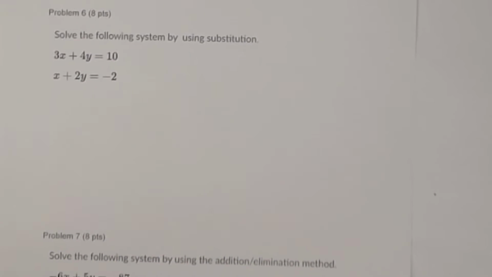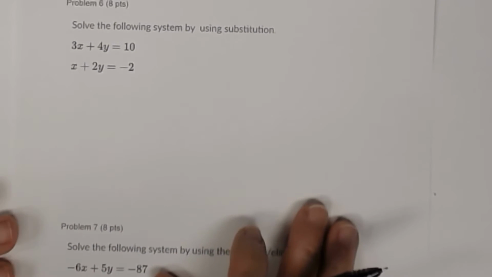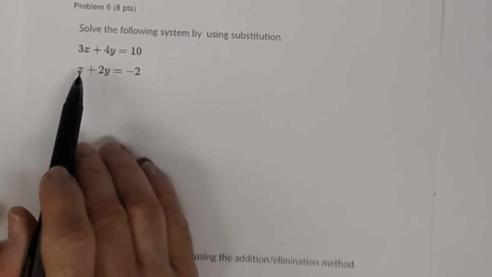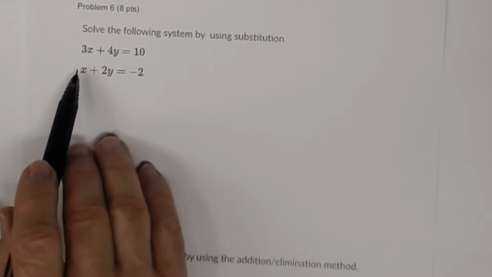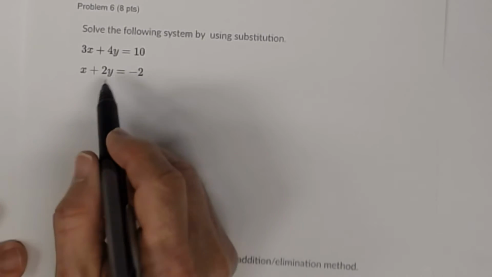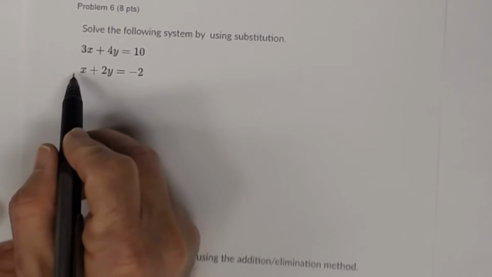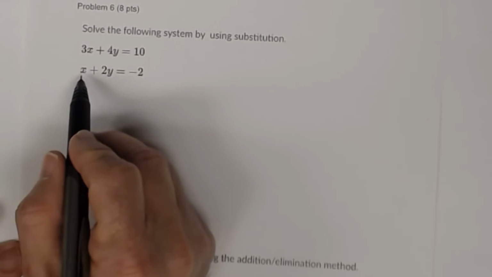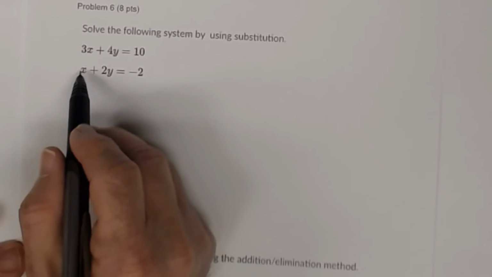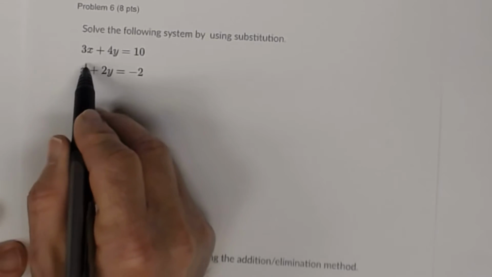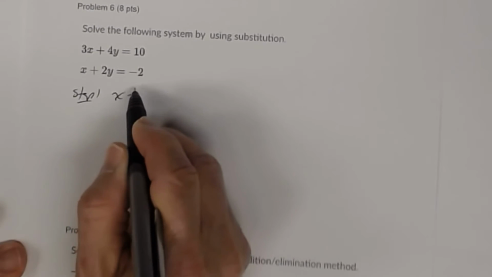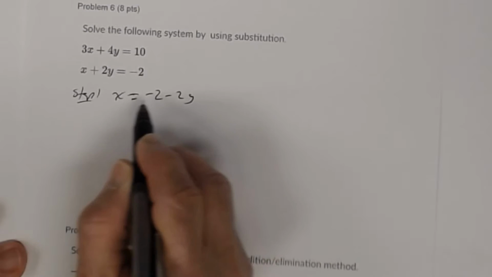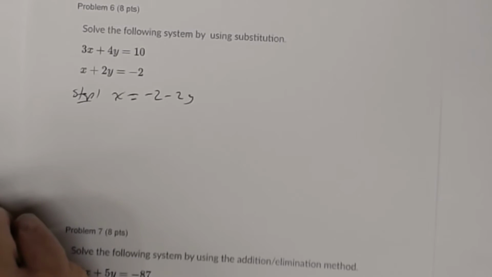Okay, number 6. Number 6 is where you had a system and you wanted to use substitution. Well, this is the easy kind because one of the equations has a variable that already has a coefficient of 1, and that's this one. So remember, step 1, if you're going to use substitution, is to pick one of these equations and solve for one of the variables. And so we all know that it's easy to get x by itself here. So step 1, you're going to get x equal negative 2 minus 2y. So you bring the 2y over, subtract 2y from both sides.